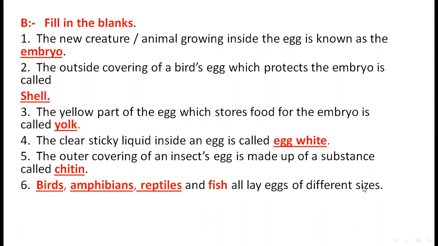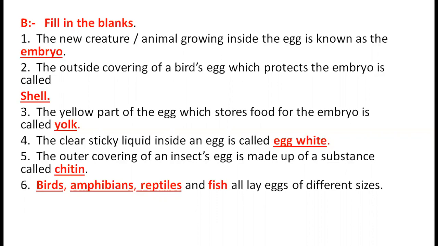Here I just share some interesting things. First of all, the embryo inside a chicken egg takes 21 days to hatch. So you must keep it in mind. How many days does a chicken egg take to hatch? 21 days. And the ostrich egg is the largest bird egg. Its weight is 1.5 kg. So you must keep it in mind.